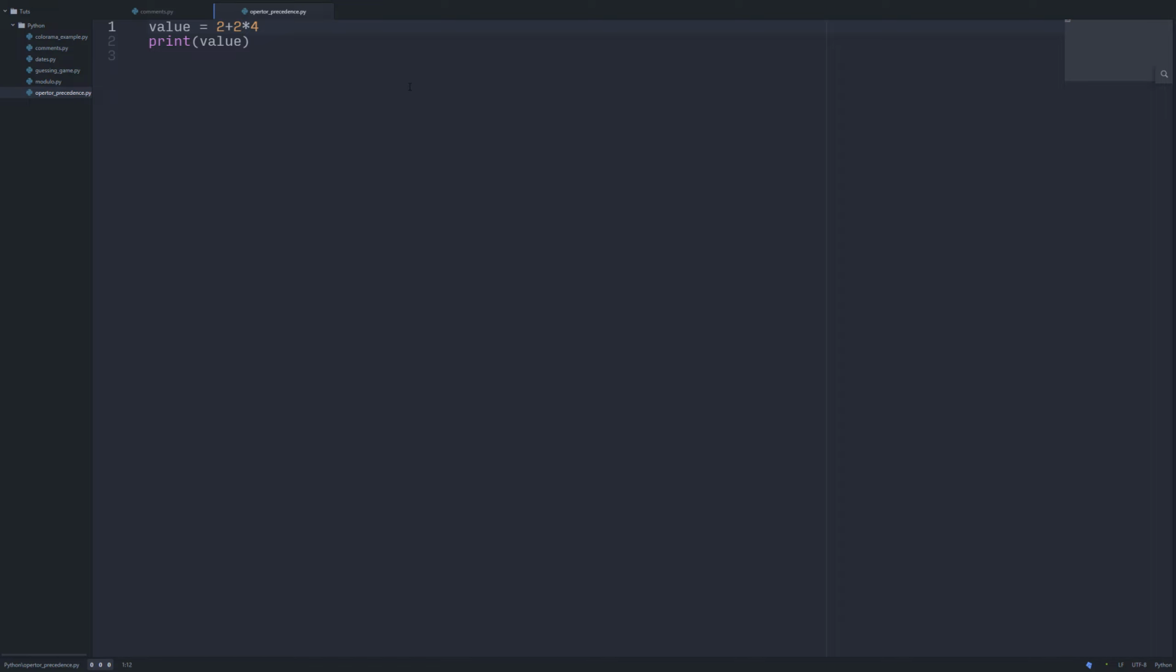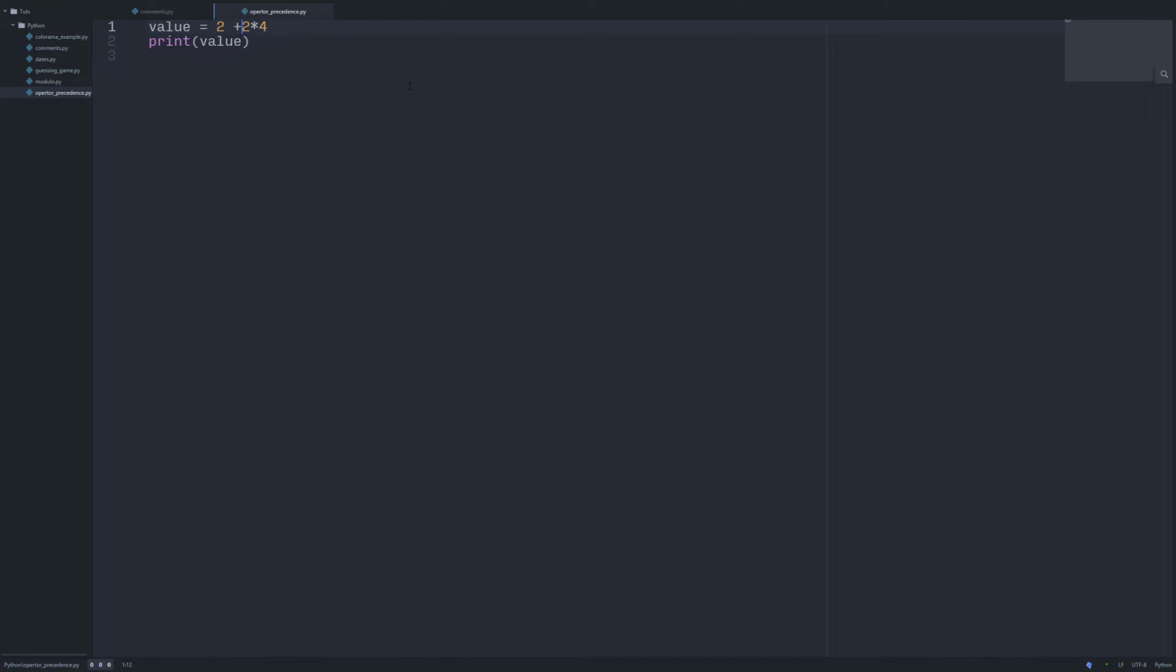The way it works is we have multiplication, which has a higher precedence value. It is considered more important. So this operation is completed, and then the resulting number is then added with plus 2. And that's pretty straightforward. But let's say we wanted to change that.